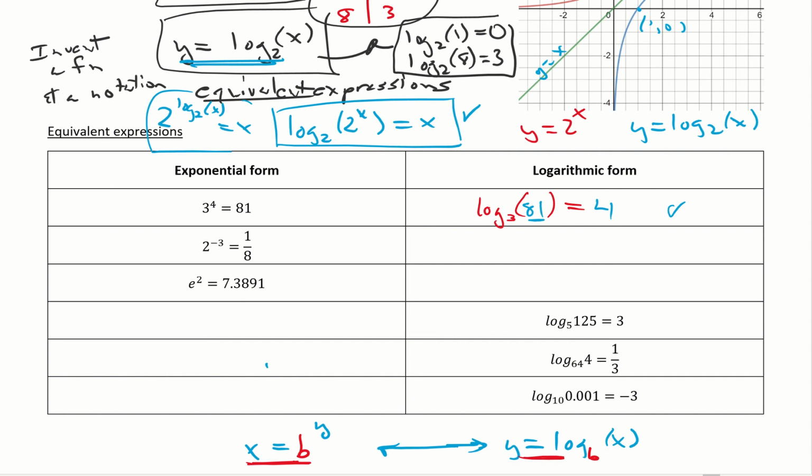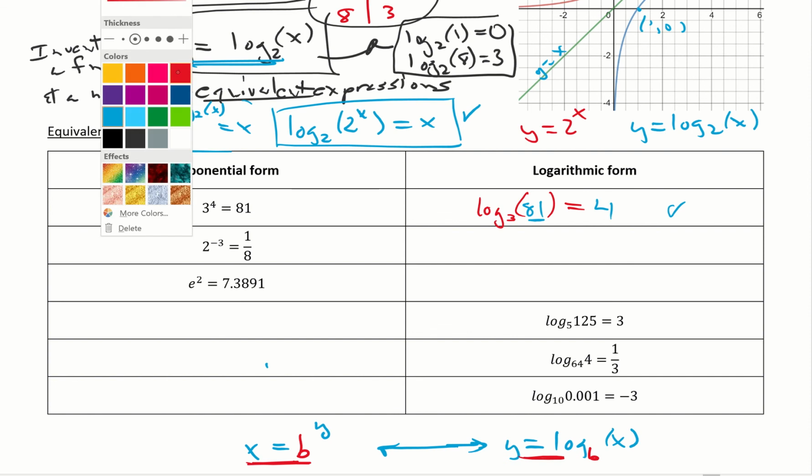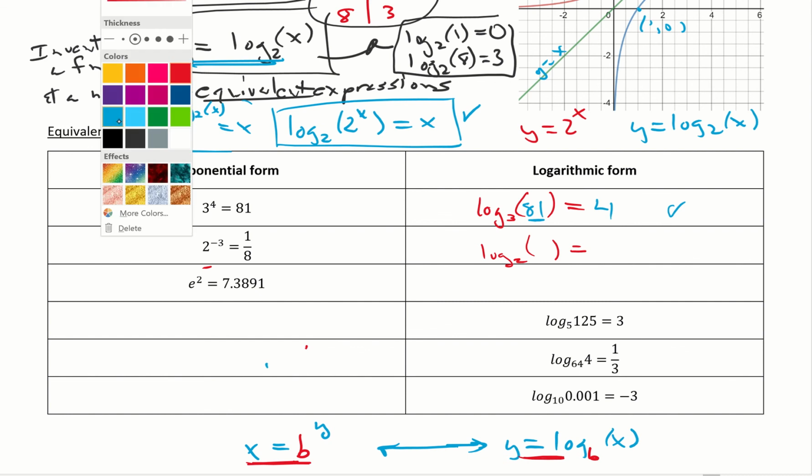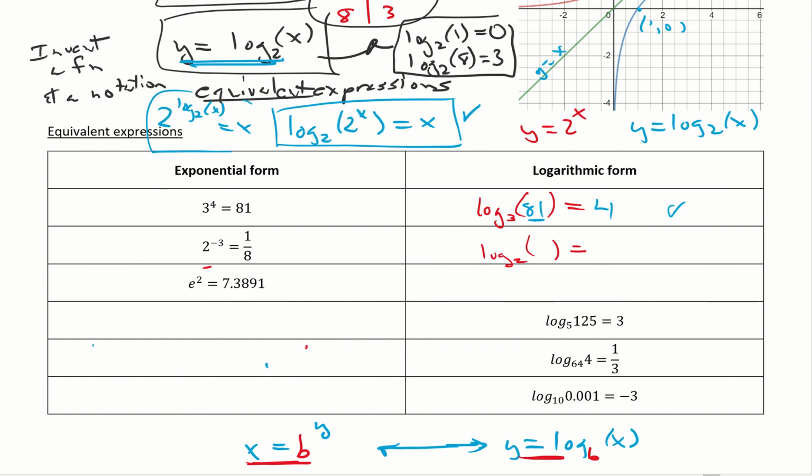Do the next one. I think I'll use the same colors. The next one would be log, what's the base? 2, of, equals. Turn it around. You get some good points on the test for doing this right. So instead of taking a power and getting 1/8, we're going to take 1/8 in the logarithm and we'll get the power -3. Okay. And one more.